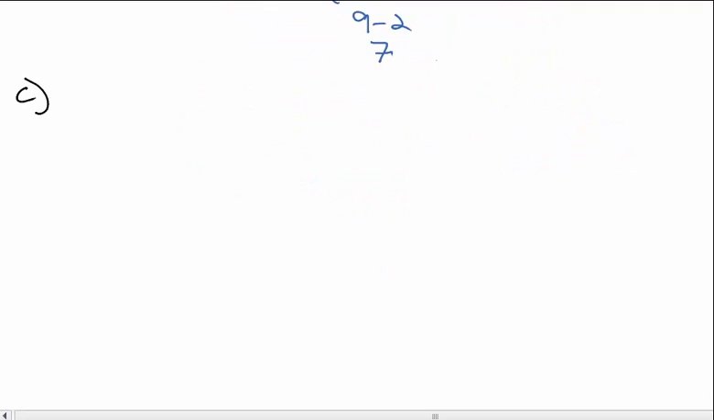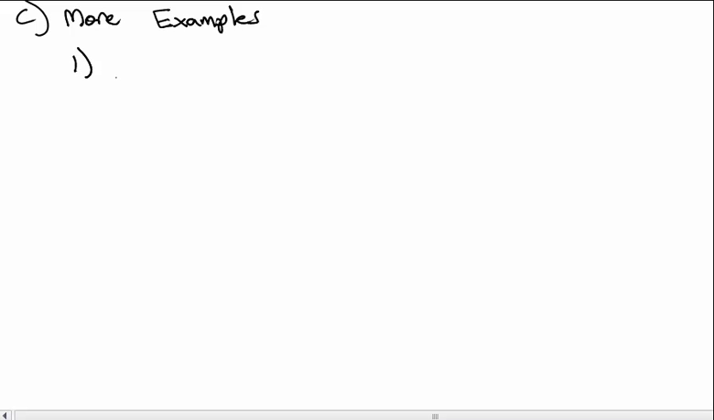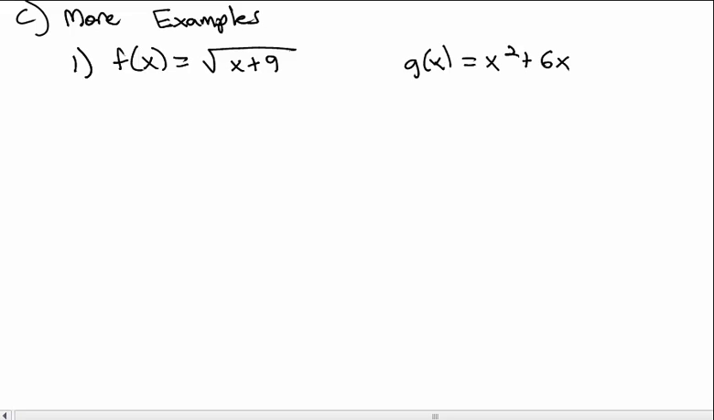So this composition of functions, this is going to be really the essential part of this video. So let's try a few more examples to help us see functions inside of functions. Let's look at f of x equals the square root of x plus 9. And g of x equals x squared plus 6x.